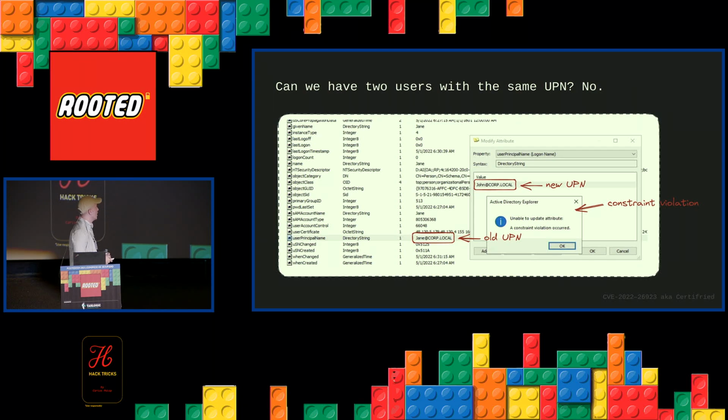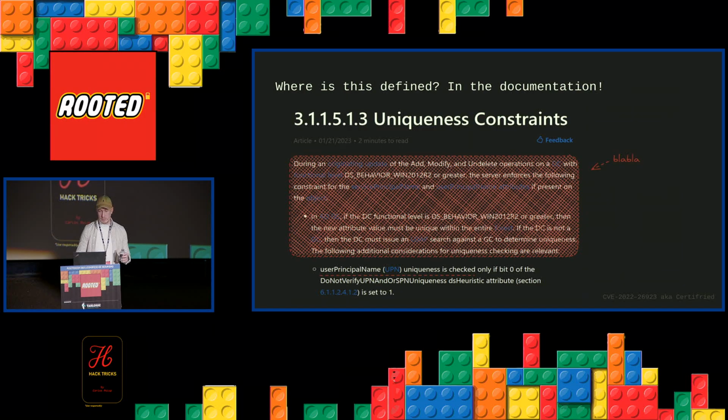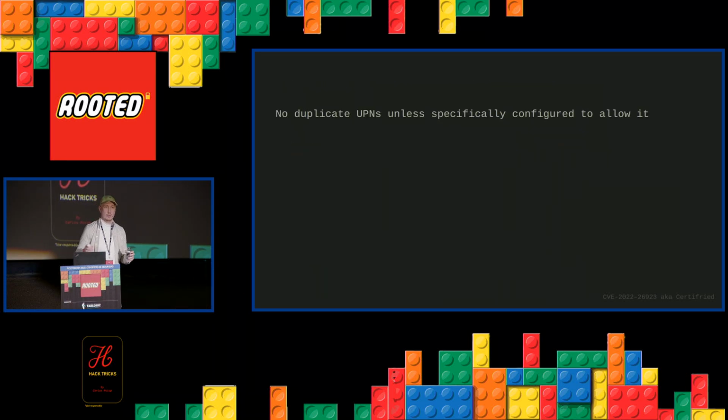But if we try to update Jane's user principal name to john@corp.local, then we get something called a constraint violation. And that is because John already has the user principal name john@corp.local. But where is this even defined? Well, it's defined in the documentation. So in the Active Directory technical specification, we have a section called uniqueness constraints. And basically it says user principal name uniqueness is checked. So we cannot have duplicate UPNs unless some system administrator really thought it was a good idea.